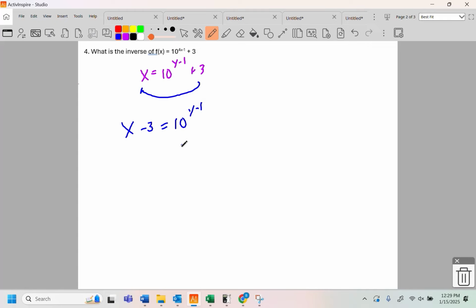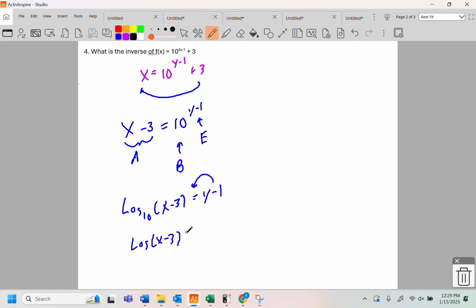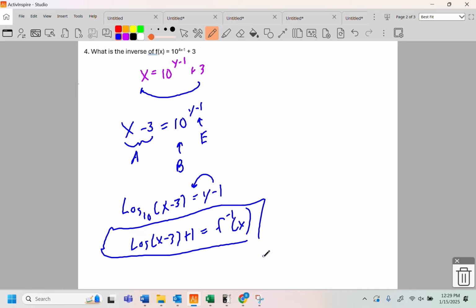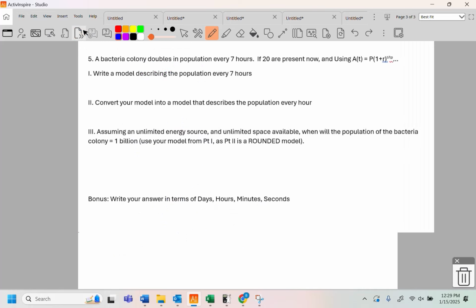Now, since this base is alone, it is a base. This is an exponent, which means that all of this stuff has to be an argument or an answer. So I have a logarithm. Its base is 10, its argument is x minus 3, and it equals y minus 1. Base 10 is understood. We're going to counteract subtraction through addition. And there is my inverse. Done and done.